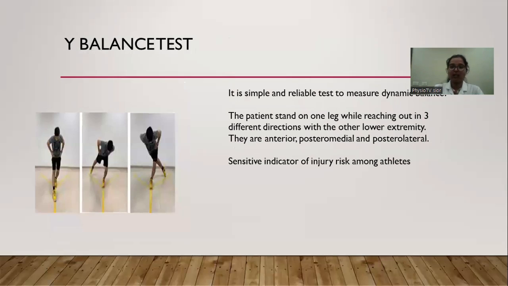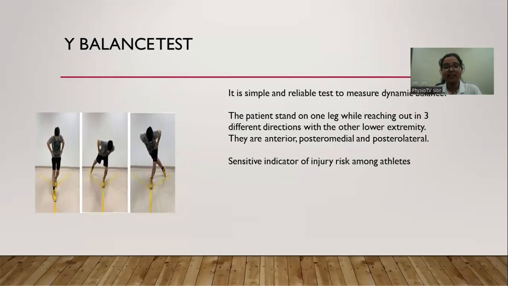So we saw the Berg balance scale, the dynamic gait index, then the functional reach test and the multidirectional reach test. Now coming on to the Y balance test. The Y balance test is a simple and reliable test to measure dynamic balance. How is it different from the other scales we saw? Let us look at the procedure. The patient stands on one leg while reaching out in three different directions with the other lower extremity. The tapes are measured accordingly, where the person has to reach anteriorly, posteromedially, and posterolaterally.